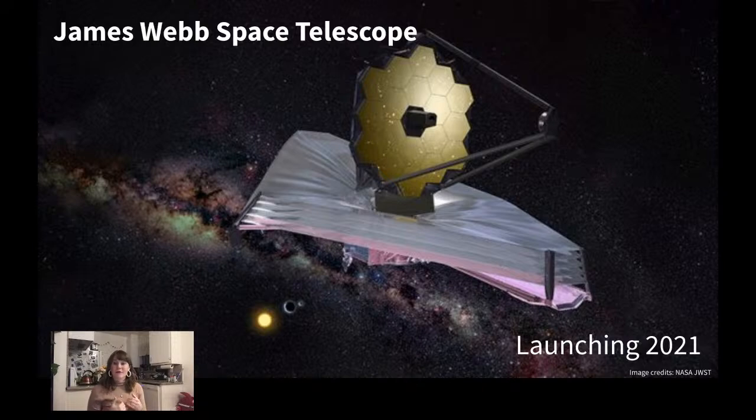And it's looking in the infrared, which is good for looking at dusty things, like protoplanetary disks and debris disks, and also far away things, things that are from very early in the universe and are redshifted. That doesn't really apply to planets, but it's going to be cool anyways.